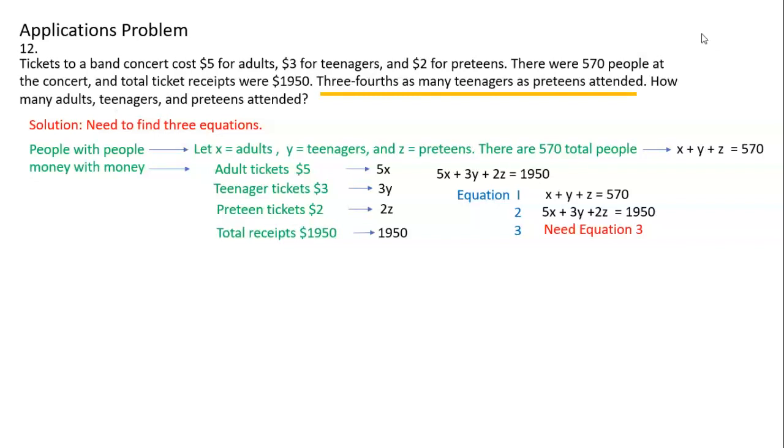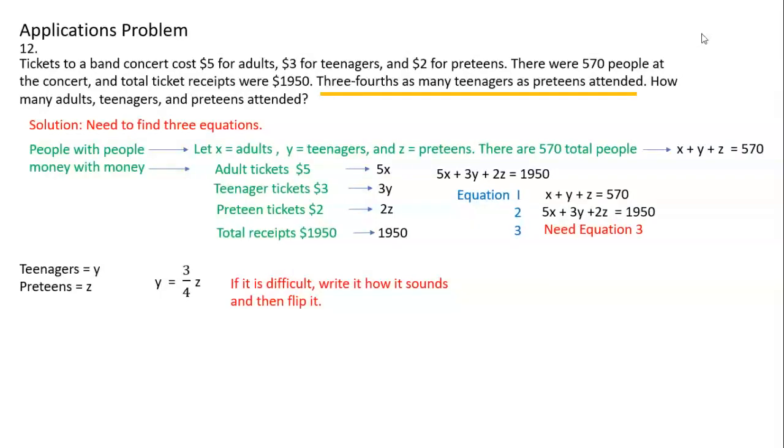But if you see here, I need another equation because I have three variables. The number of variables you have, you need to have the same number of equations. Since I have three variables, I need one more equation, and the word problem gave us an opportunity to get this third equation. It says 3/4 as many teenagers as preteens attended. So what does this mean? If my teenagers is y and my preteens is z, then 3/4 as many teenagers means I multiply 3/4 times my kids, and that gives me the teenagers.